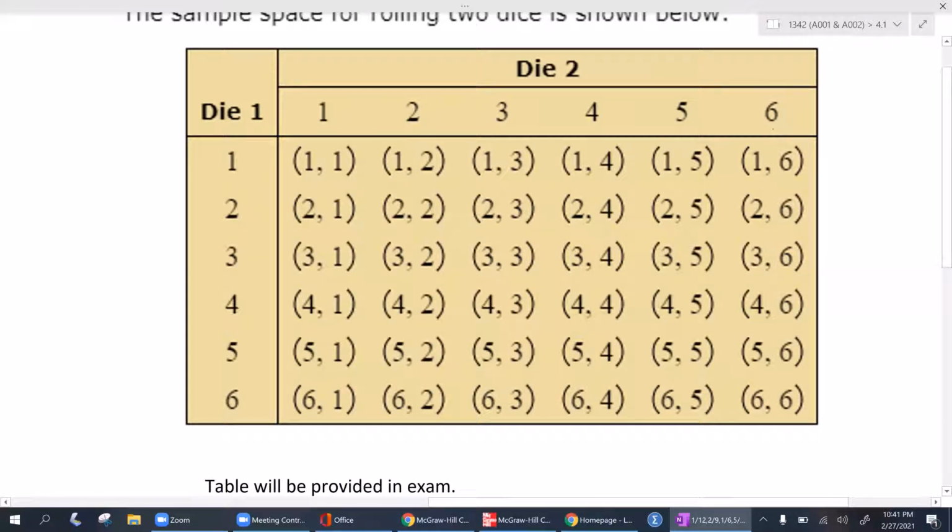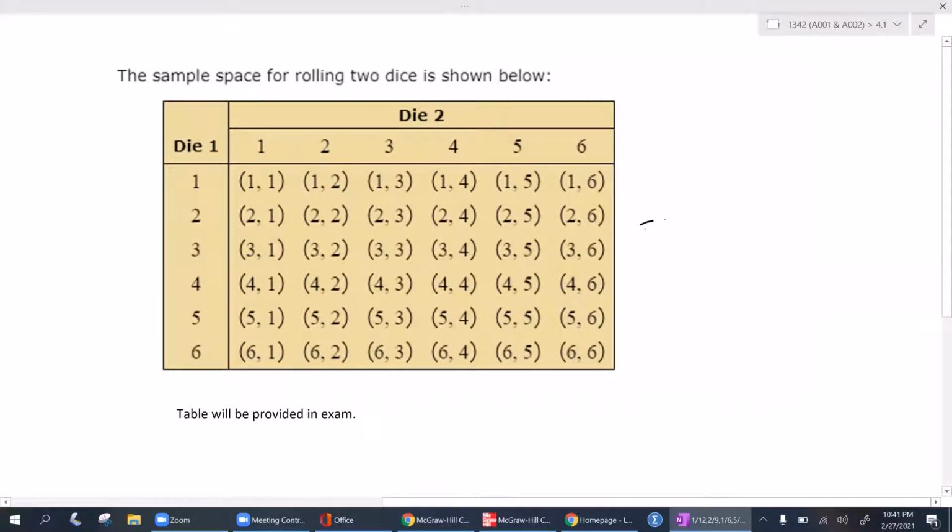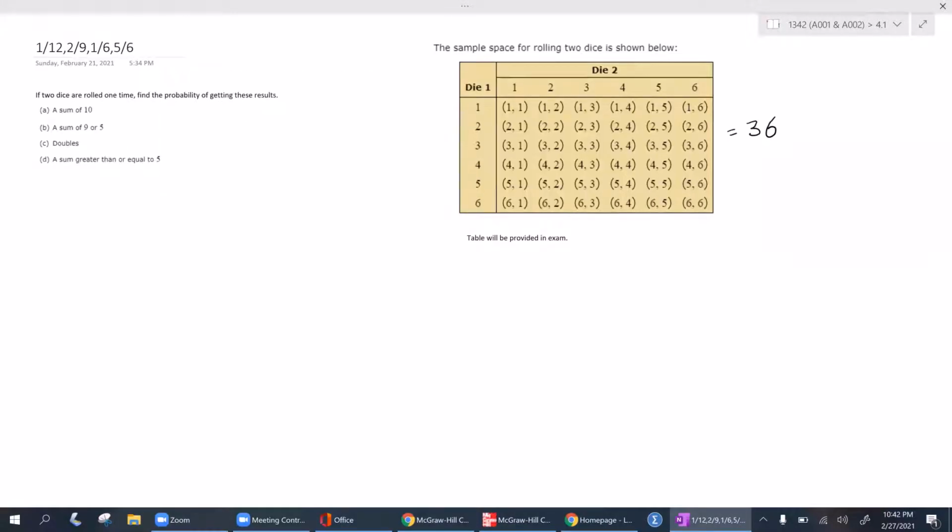These are all the possible outcomes. If you count these, you can count each piece individually, or you can do 6 by 6. You'll see that there are 36 total possible outcomes. Regardless of how you roll your dice, the total number of possibilities is always going to be no more than 36. So with that being said, if 2 dice are rolled one time, find the probability of the sum being 10.